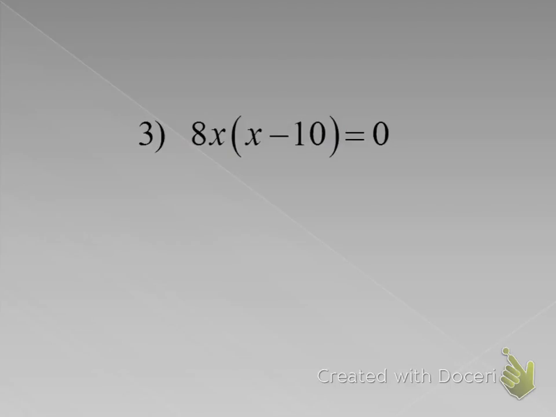Alright, so we have 8x times x minus 10. What are the two things that could equal to 0? x. Yep, both parts. So we could set 8x equal to 0. That'll give us a number that works. We can do x minus 10 equals 0. That will also give us a number that works.